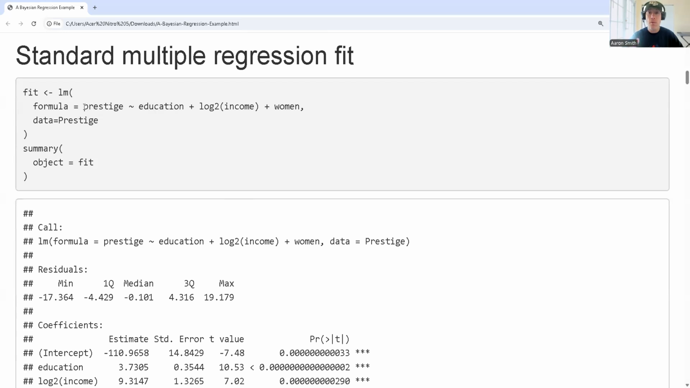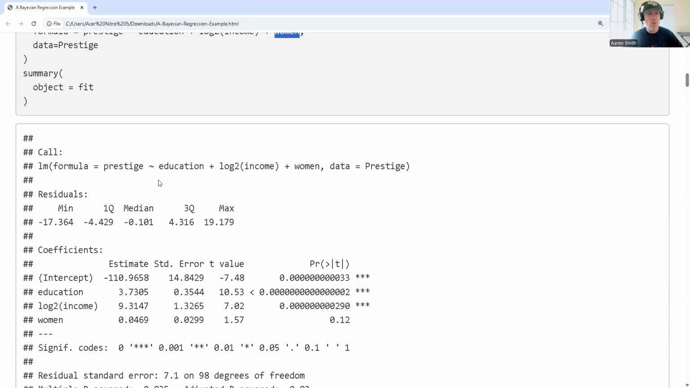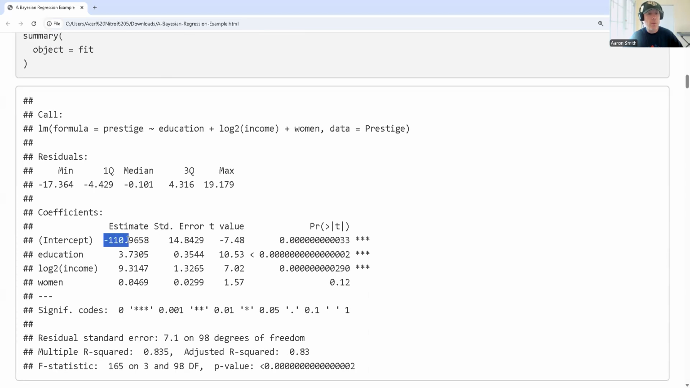And so here, I'm taking this from Jim Albert's website, which was an example that other people came up with. Prestige is depending on education, log base 2 of income, and then percentage of women. Okay, and so we get our results here. So we've got about negative 100 of an intercept, about 4 for the slope of education, about 9 for the slope of log 2 income, and then about 0.05 for the coefficient on the percent of women.